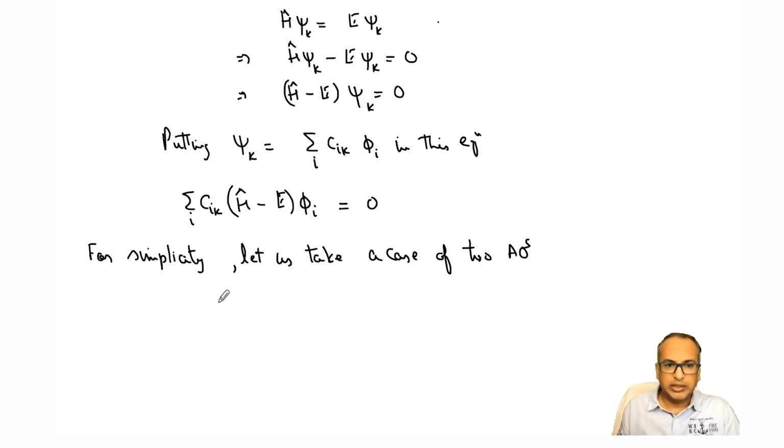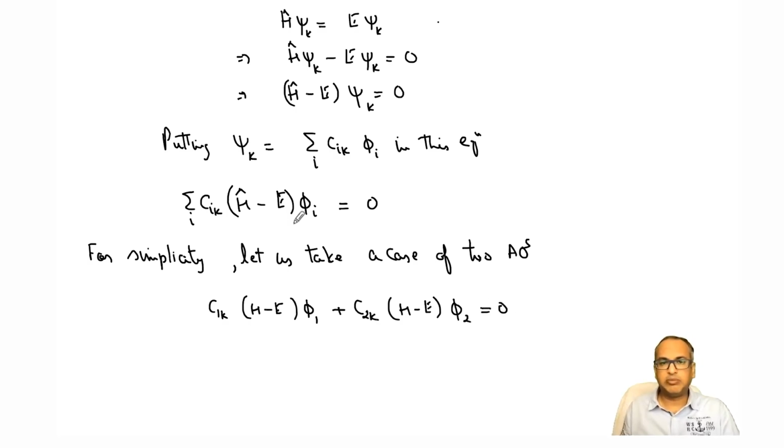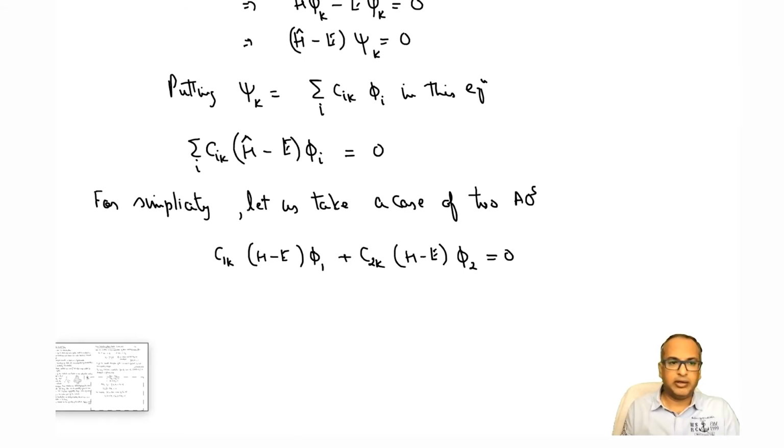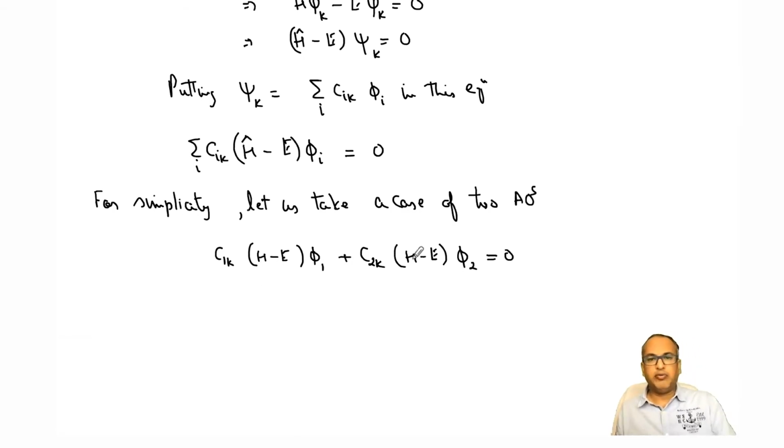So what do I say? Then I can say that this is my C1K (H minus E) phi 1 plus C2K (H minus E) phi 2 equal to 0. So I have just expanded this equation for two atomic orbitals, right? If there are more than two, you can accordingly expand it. Okay. Now, how do we solve this equation?